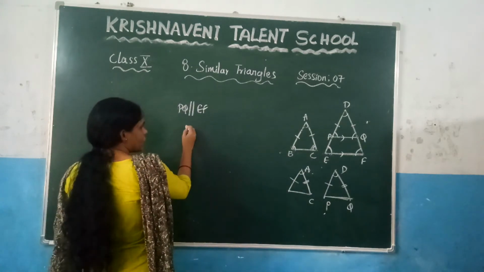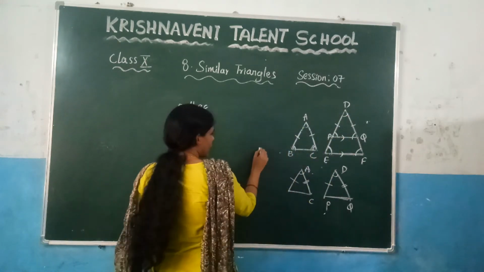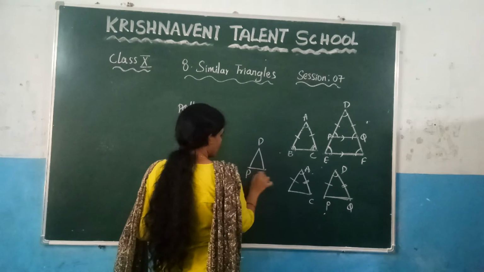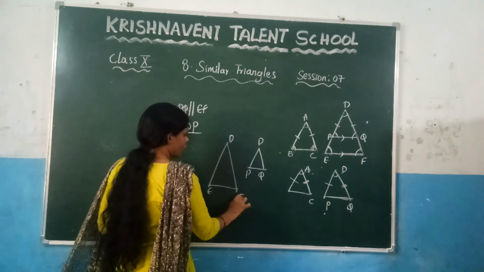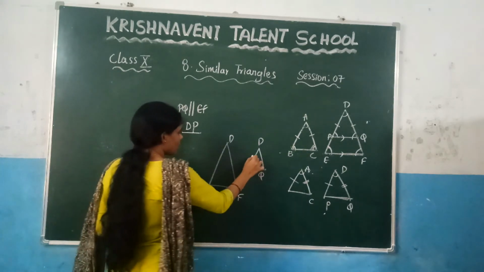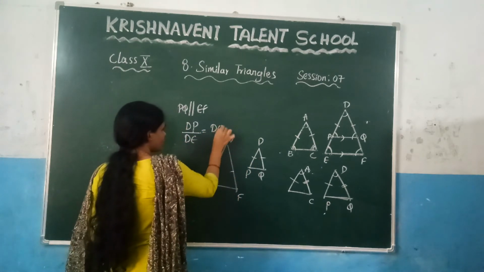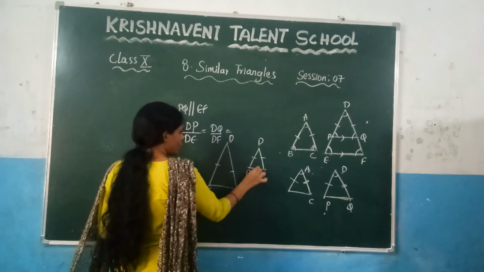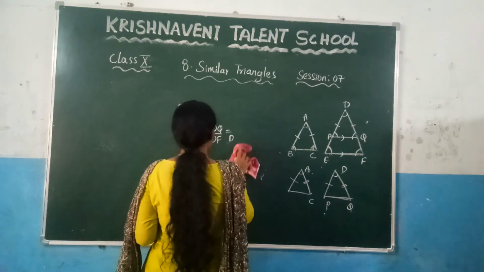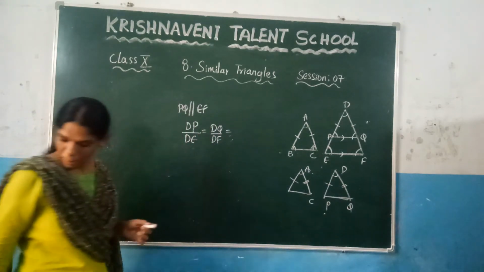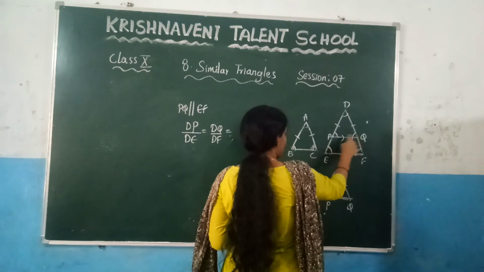So by the basic proportionality theorem you can write, if you consider the smaller triangle which is DPQ, and the bigger triangle which is DEF, the corresponding sides are DP by DE is equal to DQ by DF is equal to PQ by EF. So here the corresponding sides are proportional, so we can write DP by DE is equal to DQ by DF is equal to PQ by EF.